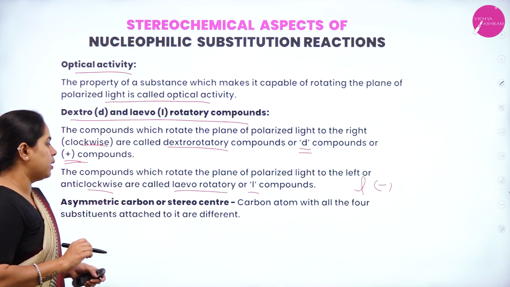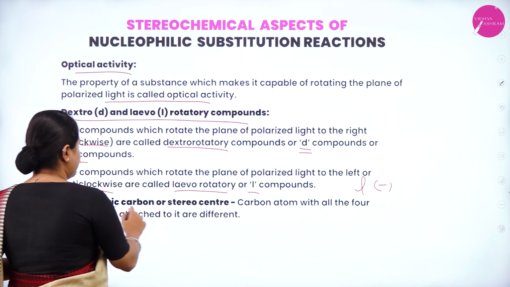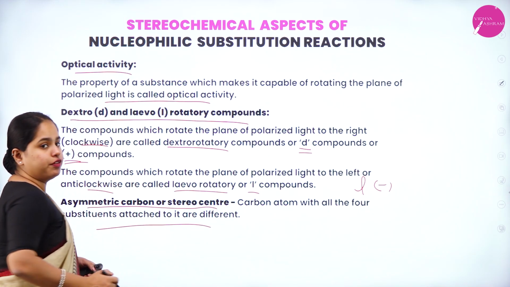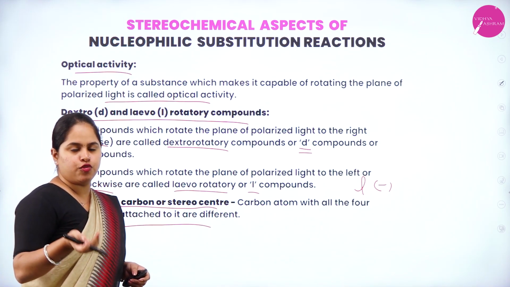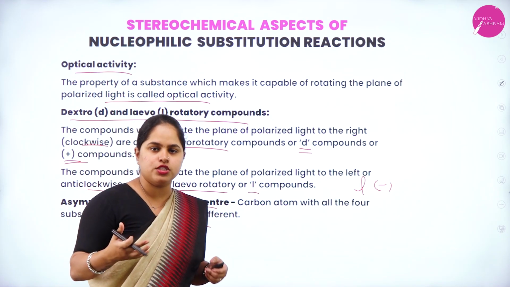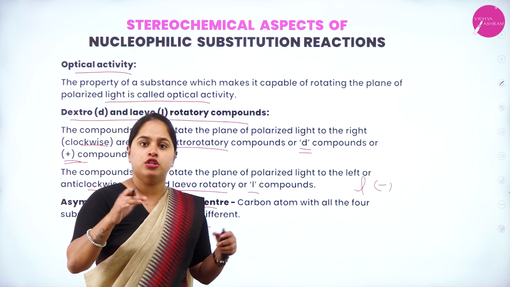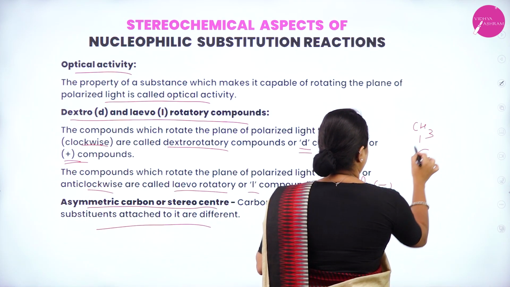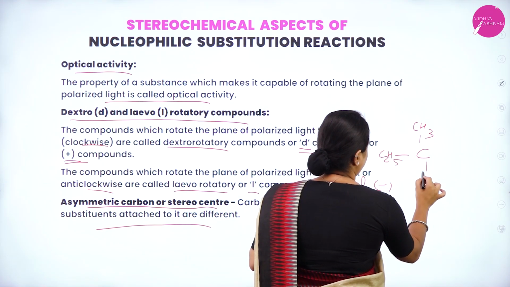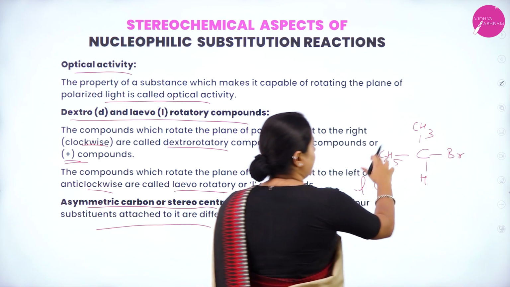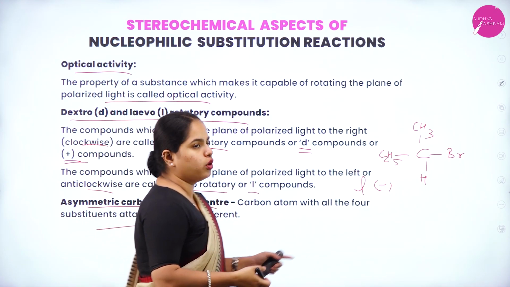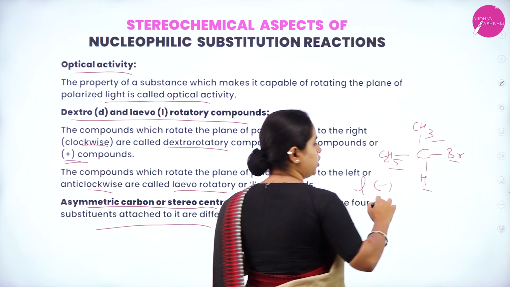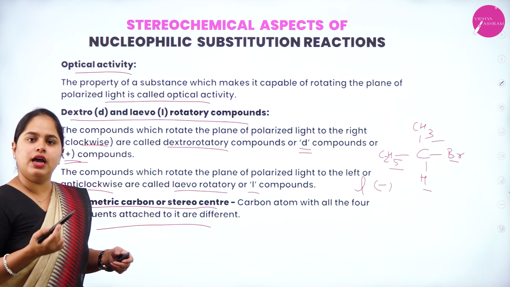Okay, asymmetric carbon or stereocenter. The next one is asymmetric carbon or stereocenter. It is a carbon atom with all four substituents attached to it being different. Carbon's valency is 4, right? All the 4 bonds or the 4 groups which it is attached to should be different. Then we call it an asymmetric carbon. For example, let us take CH3, then you have a C2H5 ethyl group, then you have a hydrogen, then you have a bromine. As you can see, it is an asymmetric carbon. All the 4 groups attached, a halogen, a hydrogen, an ethyl group and a methyl group, are different. So this is called an asymmetric carbon.